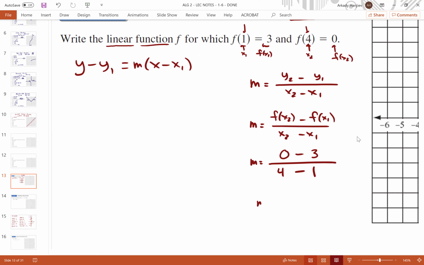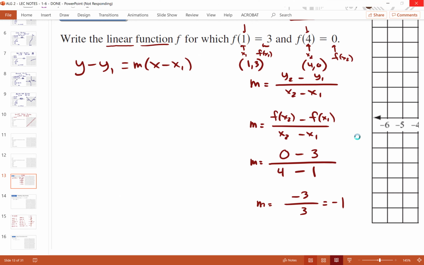Okay, with that said, let's go. Our slope is 0 minus 3, which is negative 3, over 4 minus 1, that's cool, that just becomes negative 1 for my slope value. If you did want to convert these into x and y coordinates, this is 1, 3, and this one is 4, 0. So the input is the x, and whatever the output is, that's what f of x is equal to. Okay, so we got that. Boom.